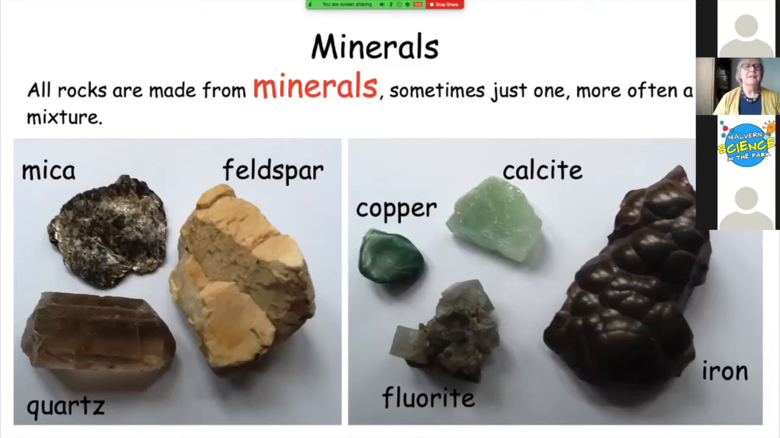On the left-hand side of the screen, you can see three very common minerals, and they are mica, feldspar, and quartz. And these are fairly good crystal forms of these three minerals, and I will explain a few slides further on exactly which rock they come from. On the right-hand side of the screen, there are four minerals: copper, calcite, iron, and fluorite, and they're just four of the 4,000 plus known minerals on Earth.